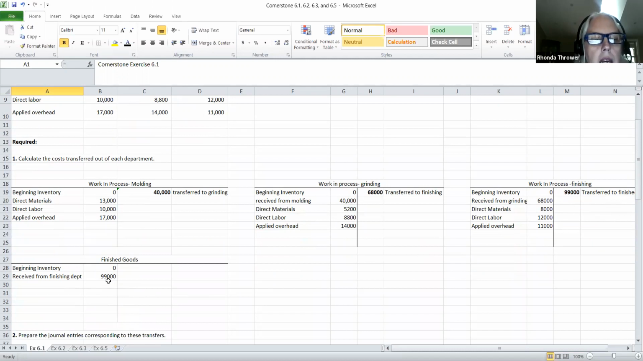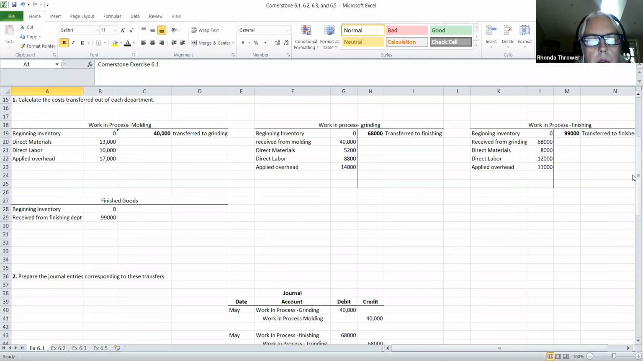So they wanted you to calculate the cost transferred out of each department. The molding department costs were $40,000, the grinding department was $68,000, and the finishing department was $99,000. Then they wanted you to prepare the journal entries to record these transfers. So they wanted you just to record the transfers first in the journal.